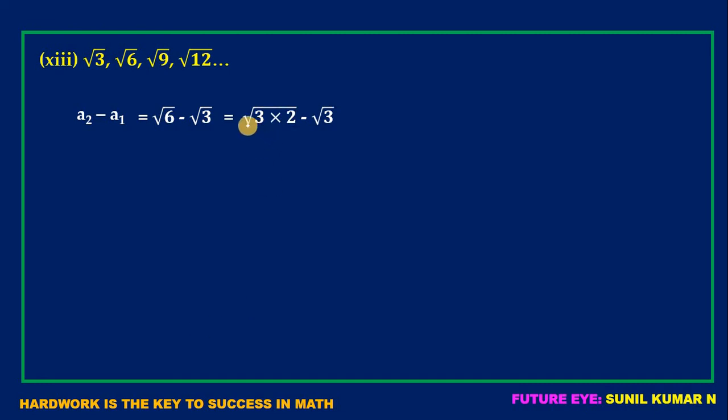Now, this root is present for 3 as well as for the other term, so both are not square numbers. Hence, what will you do now? Think. You can take root 3 as a common factor. See, here also root 3 is there and here also root 3 is there. Hence, take root 3 outside.